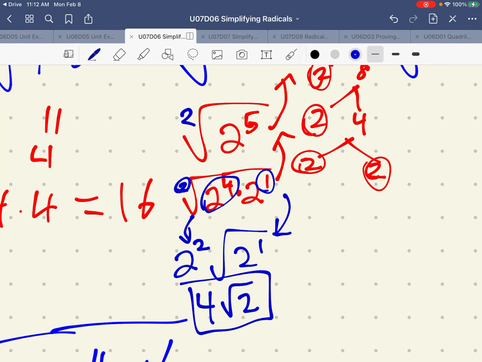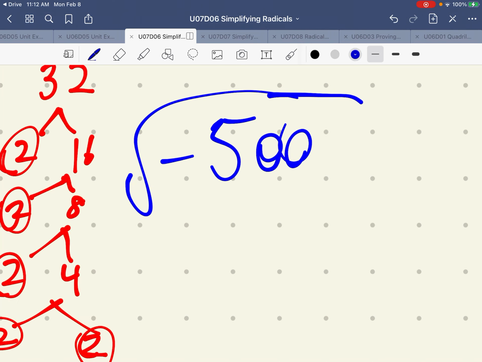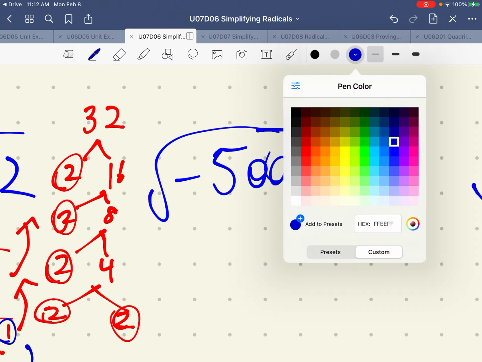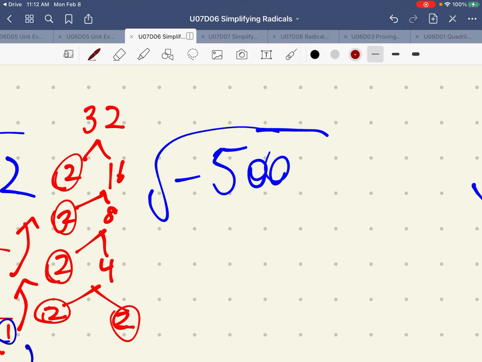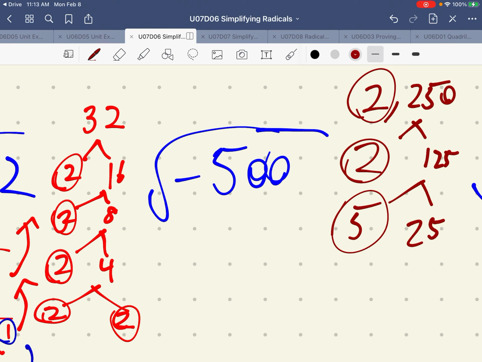This might seem like more work, but it will be more necessary for other indexes. Let's take a look at this example here, negative 500. So we're going to take the prime factorization of 500. So that will be 2 times 250, which will then separate into 2 times 125, which will then separate into 5 times 25, which will then separate into 5 times 5.